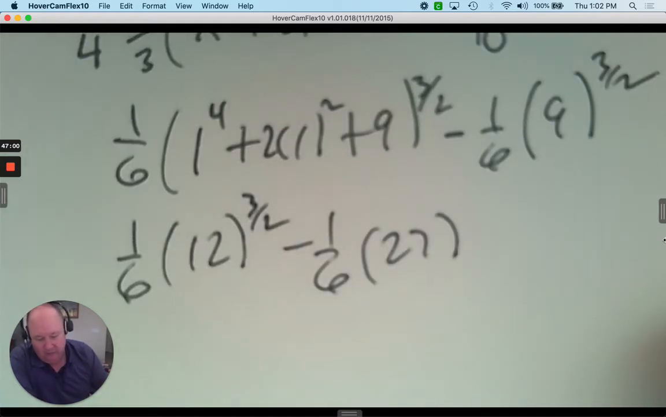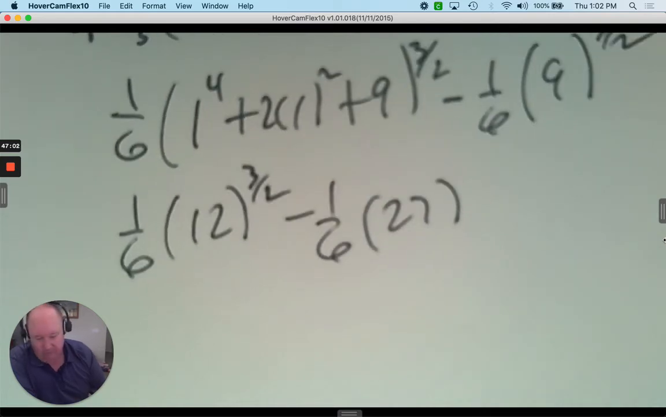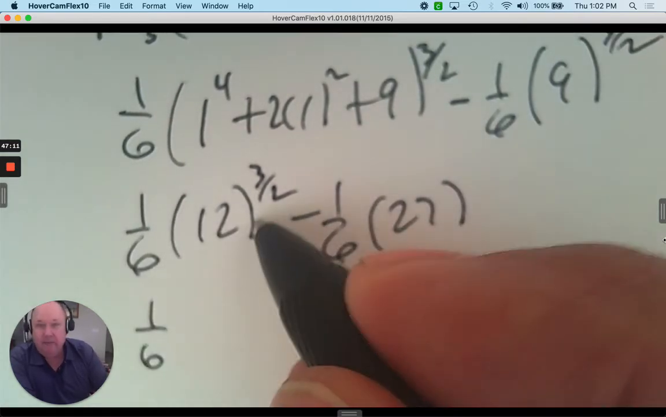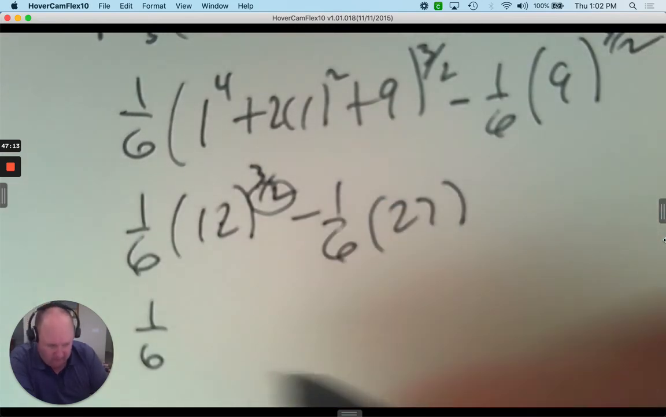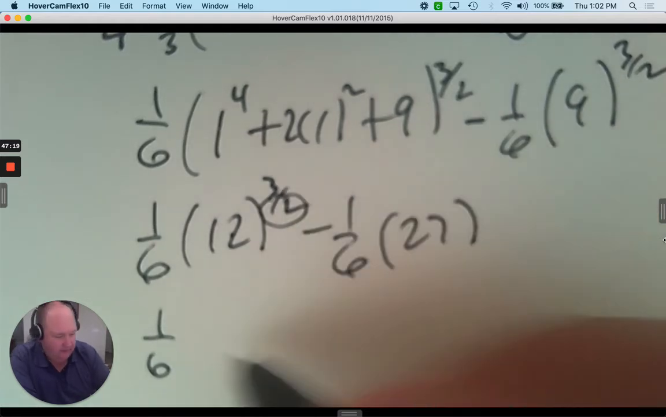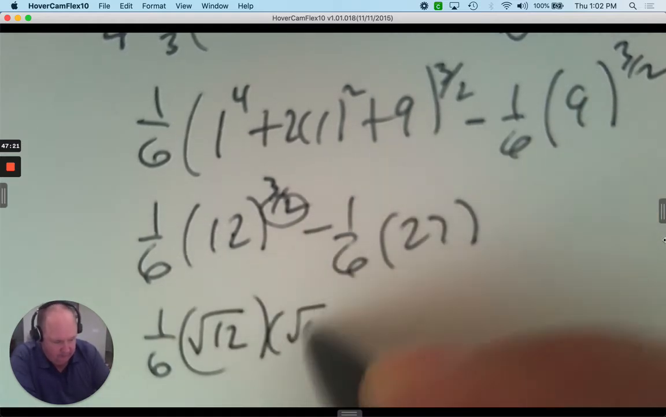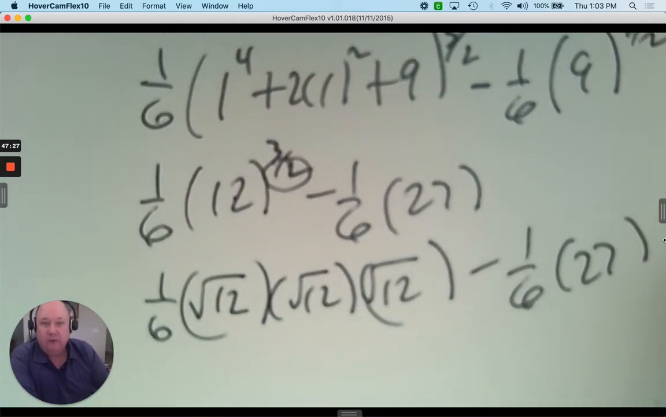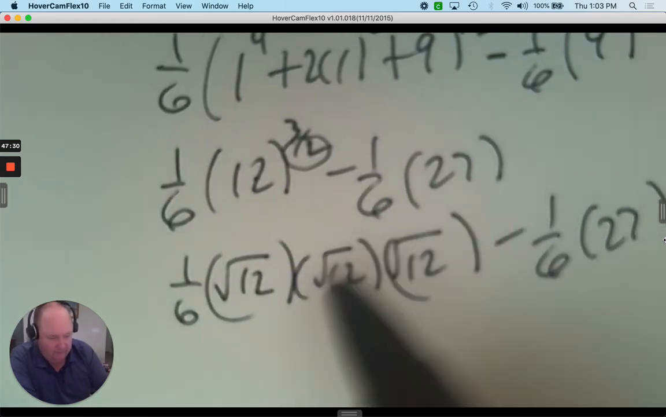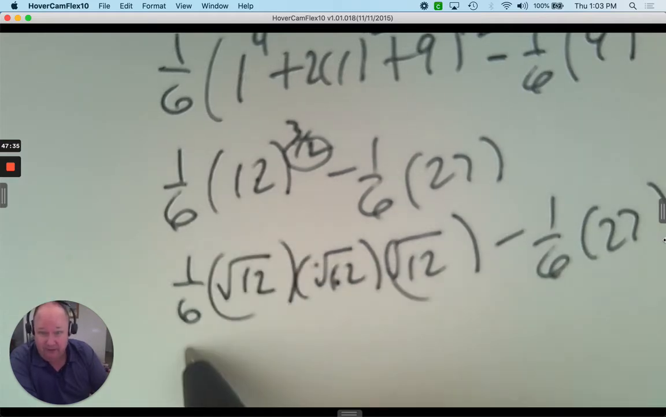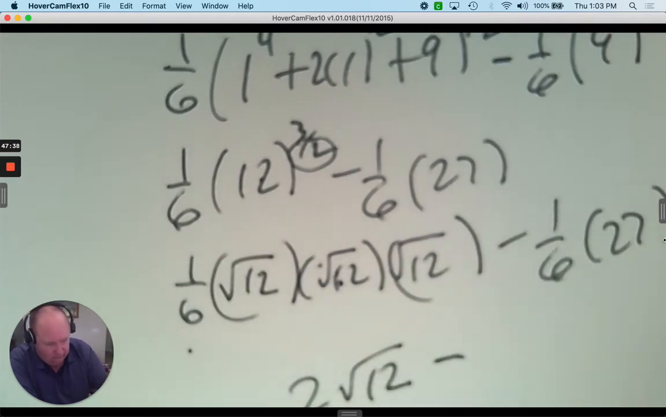And then how do I go from there? Now, one way to do this, the denominator is a square root. Now, I can't take the square root of 12. But this is really root 12 times root 12 times root 12. Maybe that's a better way to think of it. Now, root 12 times root 12 is 12, and 12 divided by 6 is 2. So now we have 2 root 12.